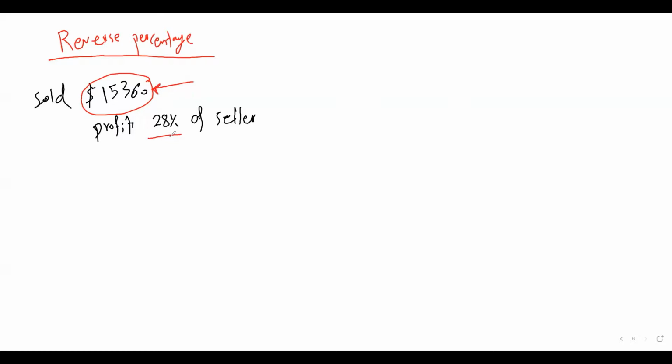Okay, and now I think you know what I'm going to ask you. The question is, what was the original price, or how much it originally cost the seller, right? Because the seller should have bought it at a price and then sold it at a higher price to get 28% of profit, right? So the original cost is how much?